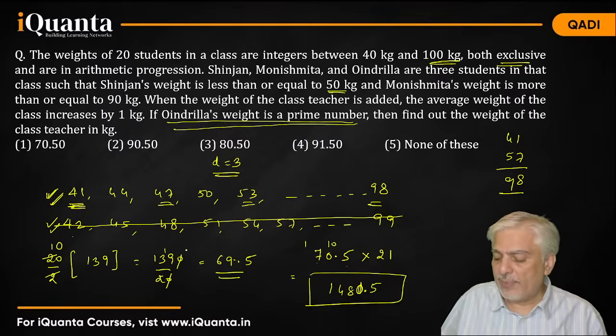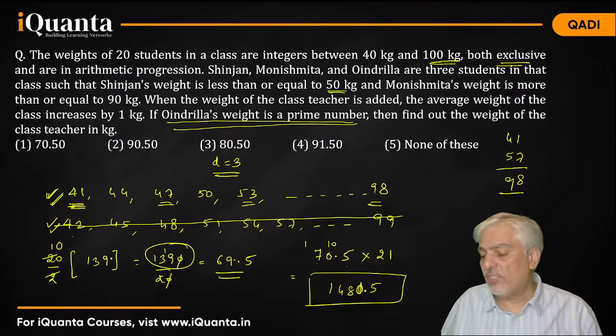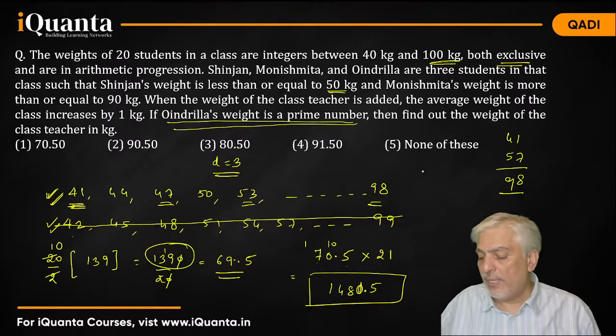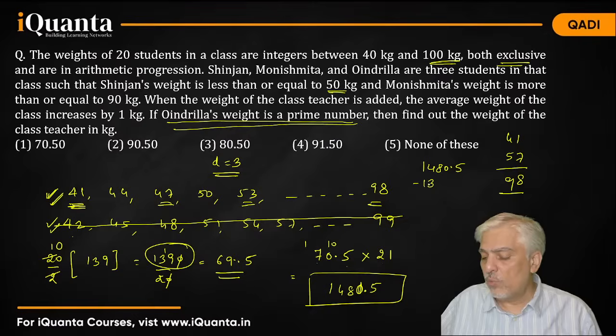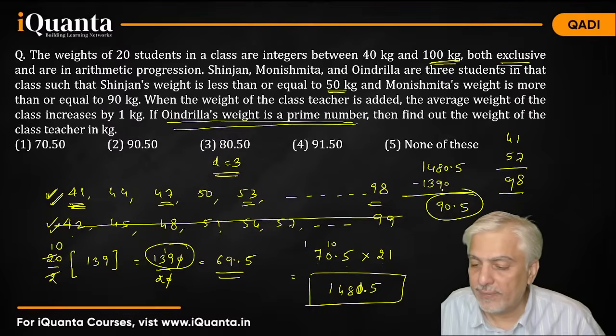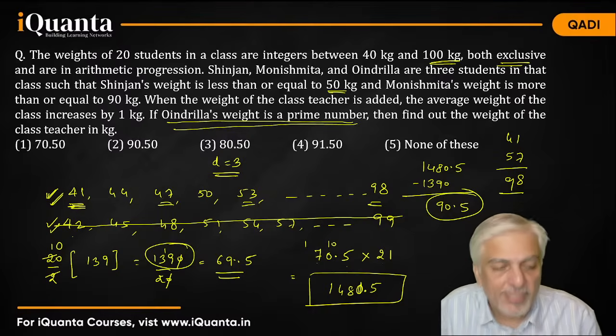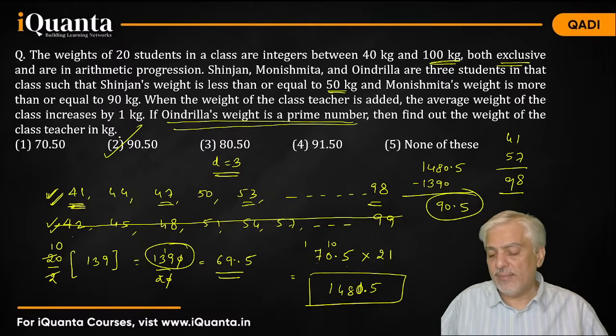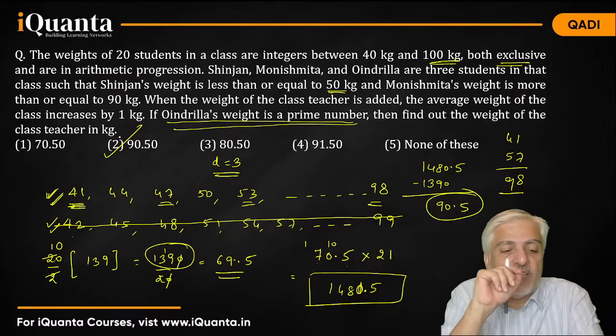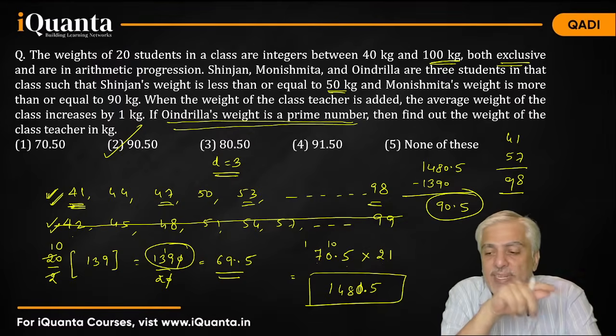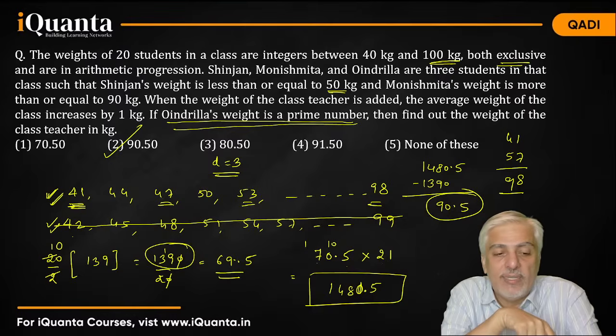1480.5. Subtract 1390, that will give you the weight of the teacher. So the teacher will be 1480.5 minus 1390. That will be 90.5 is the weight of the teacher. Everybody understood? Just go through it carefully. A couple of very interesting things in the way the question was made. I like it because the question was really made well. A lot of things were given, which helped us to solve the question.